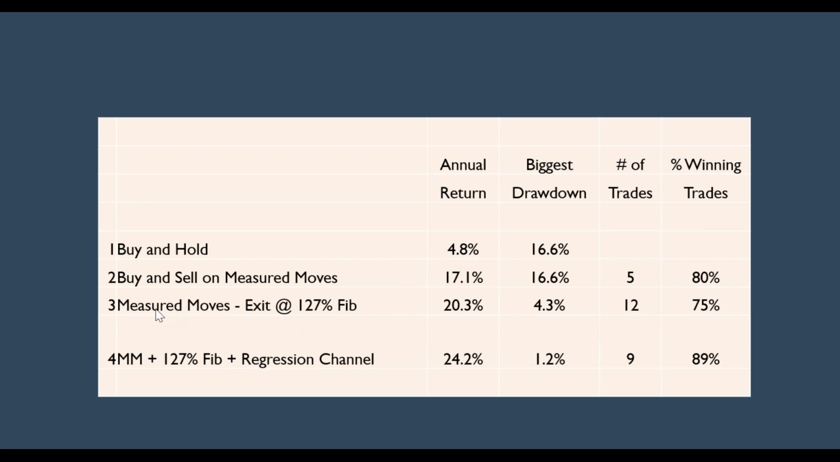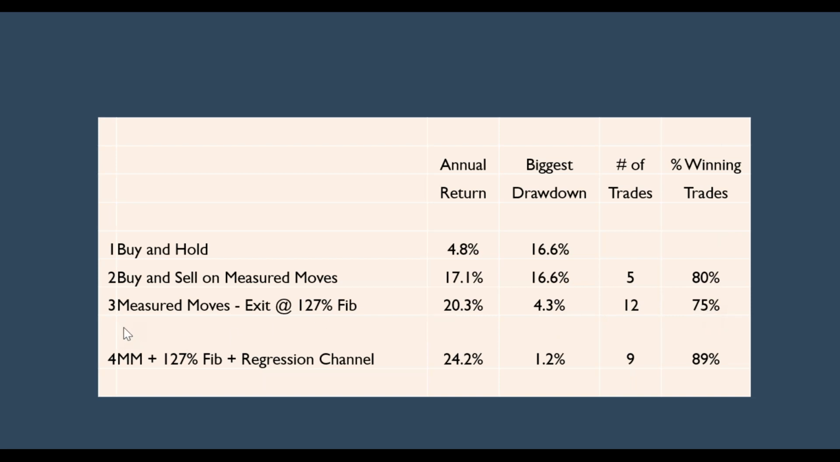Now the third one is to use the measured moves, but then exit when Fibonacci extensions are saying, hey, this is a little overextended. All of a sudden we have a 20.3% annual return, and we have really reduced the drawdown to 4.3%. We have more trades, and the winning percent is still pretty high.